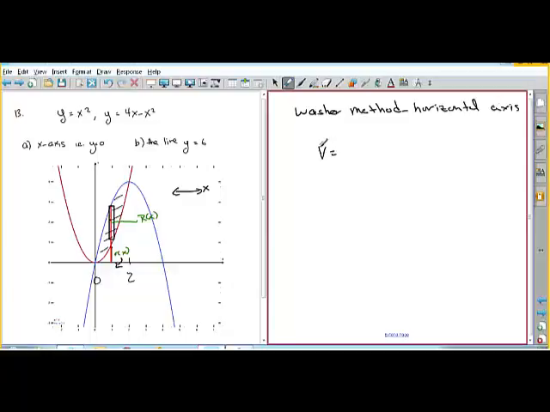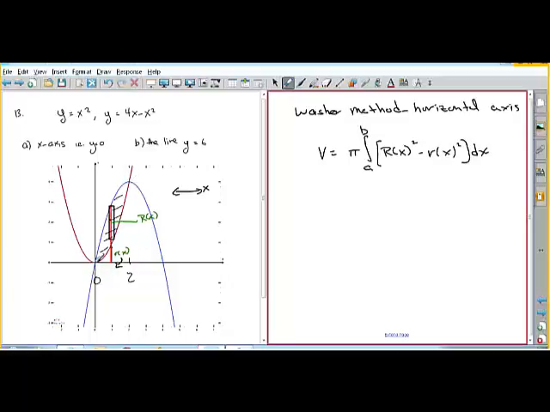So the formula for that is that the volume is equal to pi times the integral from a to b of capital R of x, which is the outside radius, squared, minus small r of x, which is the inside radius, squared, all times dx. So we just have to figure out the four things. So let's look at the limits.